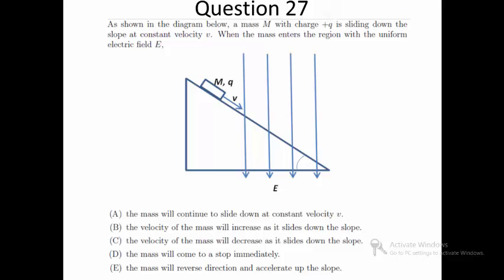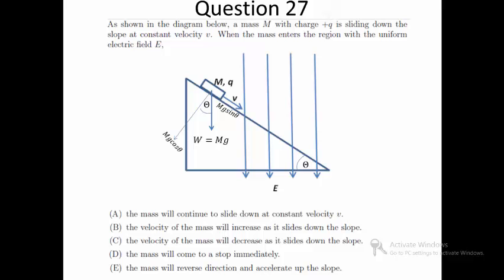In this case, the mass m will experience its downward gravitational force, mg. Assume the slope makes an angle theta with the horizontal. We can easily see that the component of force normal to the slope is mg cosine theta, while the force component parallel with the slope is mg sine theta.